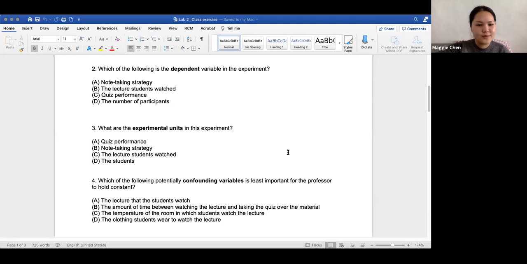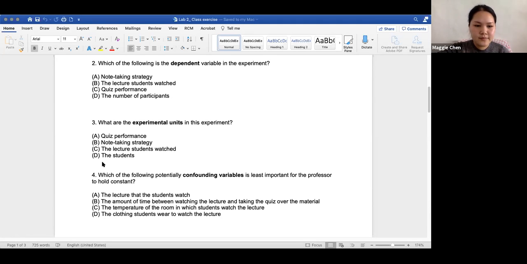This is what we're applying our treatment to. So we can say that it is D.